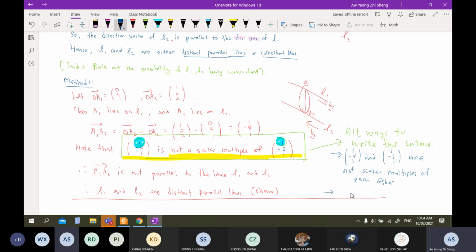Another way to write this is similar to the one printed for you. You can also say (1, -4, 1) is not the same as k times (1, -2, 1) for all real values of k. So if you want to use the second alternative way to write the sentence, you have to write for all real values of k, which means regardless of what value of k you choose, the left hand side and the right hand side can never be equal.